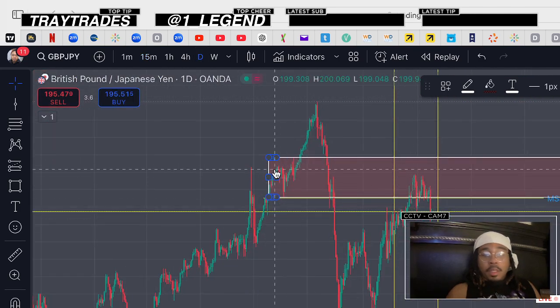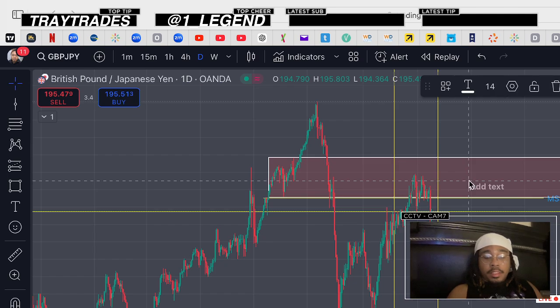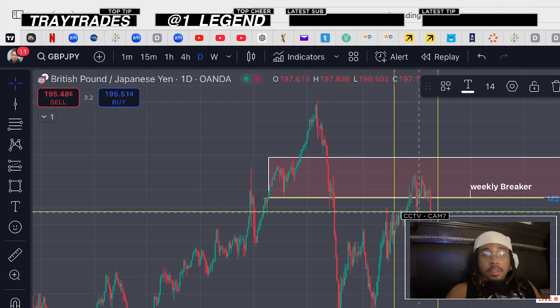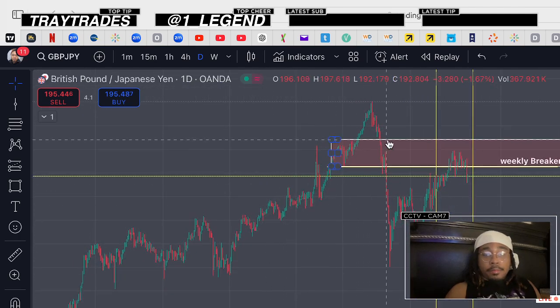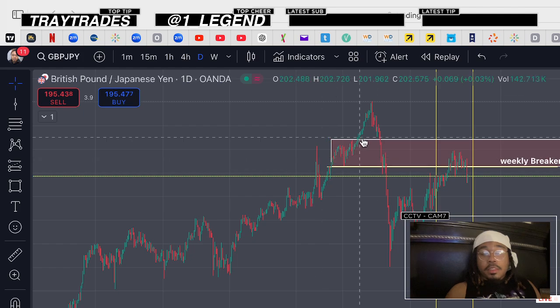Now remember, price doesn't get into this weekly breaker, let me put that in there, price doesn't get into this weekly breaker until those yellow lines pop up. This first vertical yellow line, price doesn't get into there until then. So what we're gonna do is go back and see what happened on the lower time frame within this price action. And I want to show you guys something, because we all know that if you take a breaker, you want to sell from the breaker down to support. So we got a support level here.